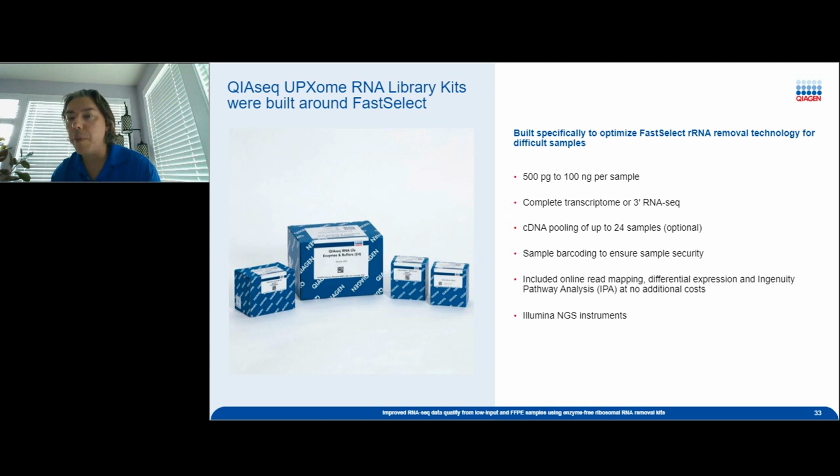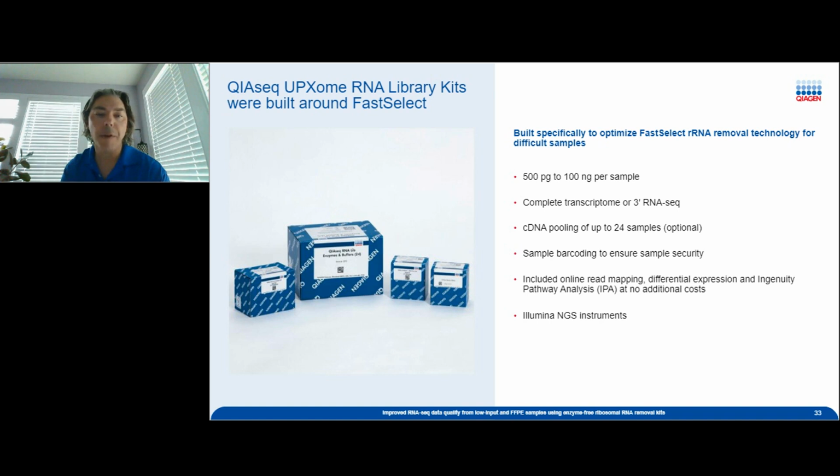In the case of 3' RNA-Seq, we often still include FastSelect in our samples because there are some tracts within ribosomal RNA. And even if you're using an oligo dT to do your priming, you can pick up anywhere from 5 to 30% ribosomal RNA just with an oligo dT.